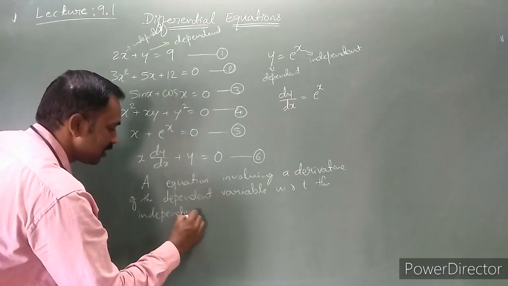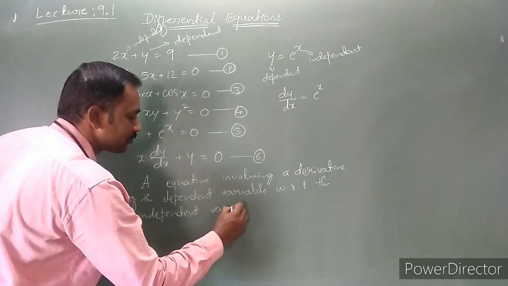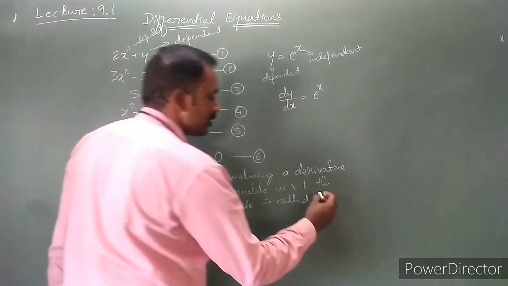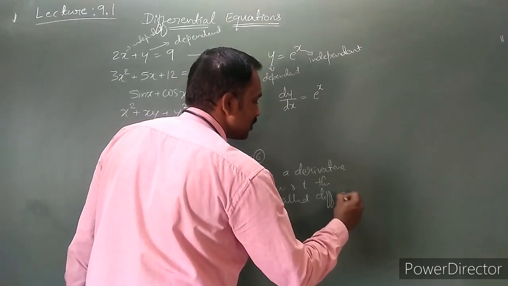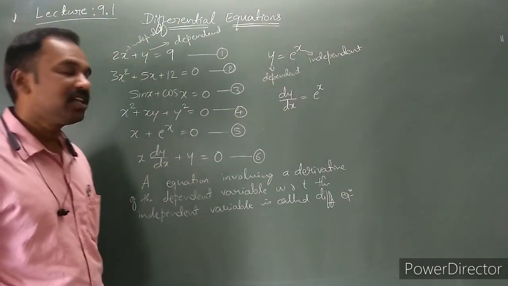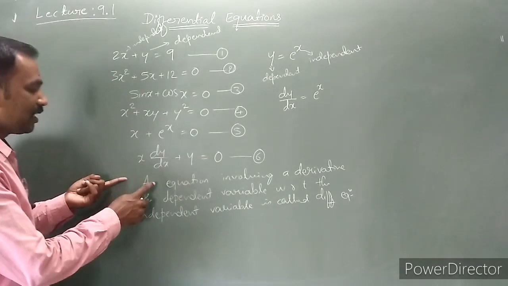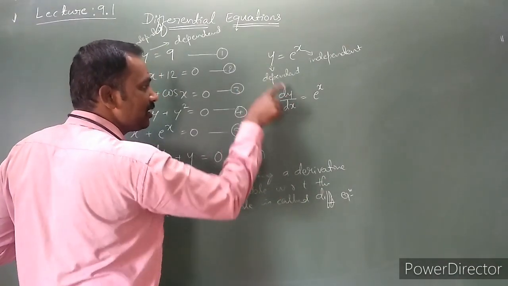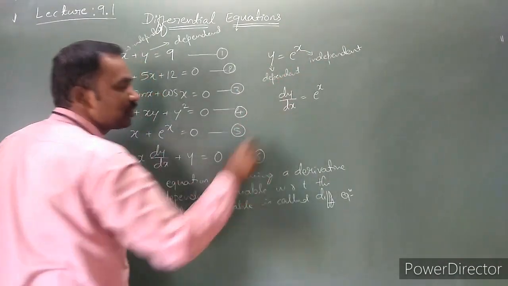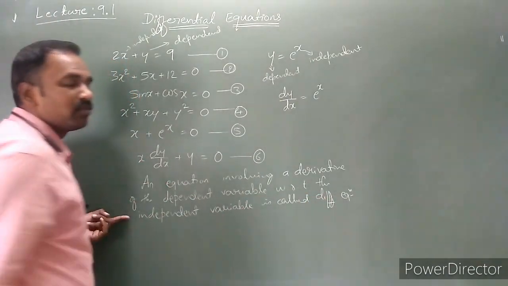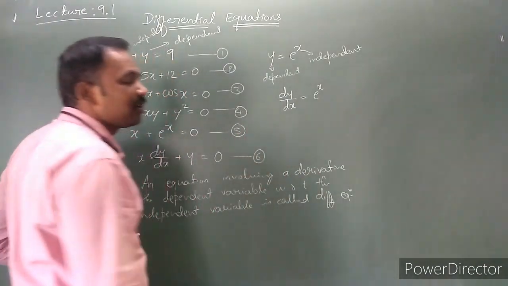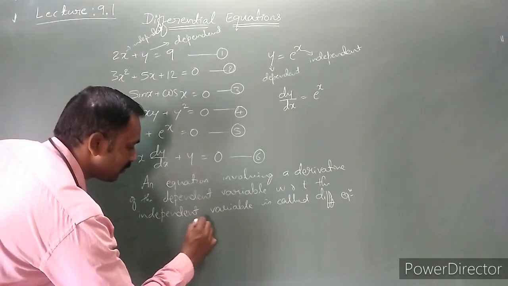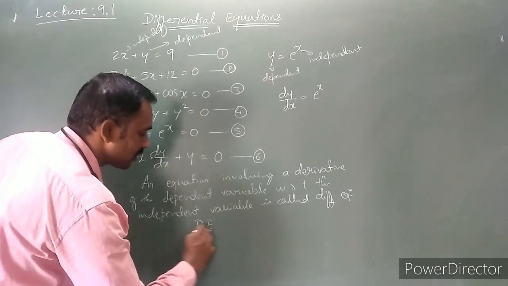With respect to the independent variable is called a differential equation. What is the differential equation? An equation involving a derivative of the dependent variable with respect to the independent variable is called a differential equation. So I just denote a differential equation only the differential equation.